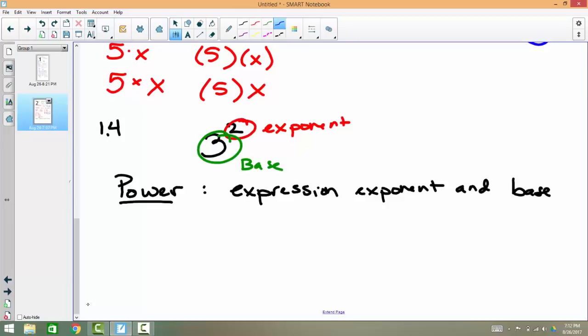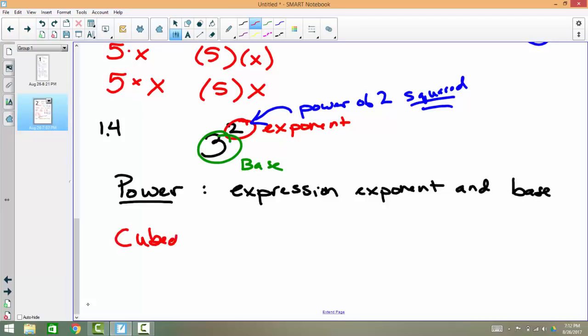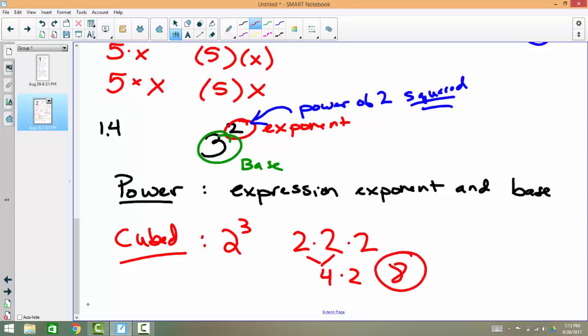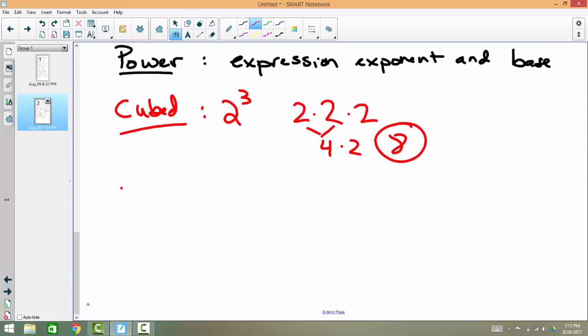If something is squared, it's to the power of 2. And if something is cubed, that is to the power of 3. And so 2 to the 3rd means you have 3 2's. 2 times 2 times 2, which is 2 times 2 is 4, times 2 again is 8. I'll give you a couple problems to try, and we will call it a day.